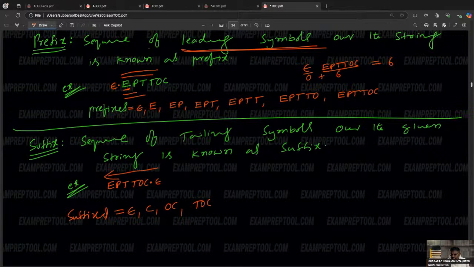If you want to write some suffix, the right hand side symbol should be there. By ignoring the right side, you cannot write. If you write that, that is not a suffix.